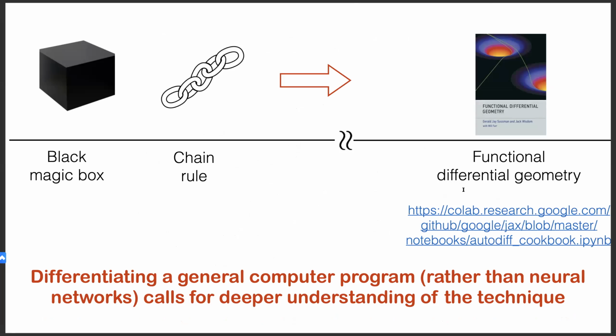But to really differentiate a general computer program calls for a deeper understanding of the technique than simply training a neural network. So in the next couple of minutes, I want to bring to you, let's say, one or two of the most important things about automatic differentiation or differentiable programming. Then we are going to look into the applications in science, especially in the field that I'm familiar with.